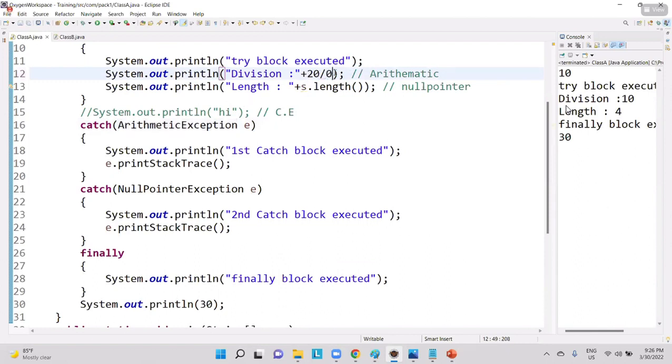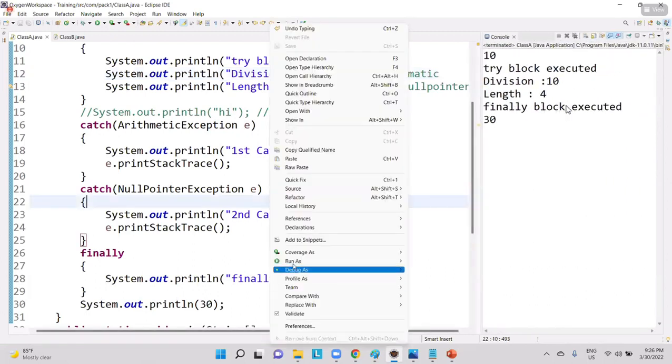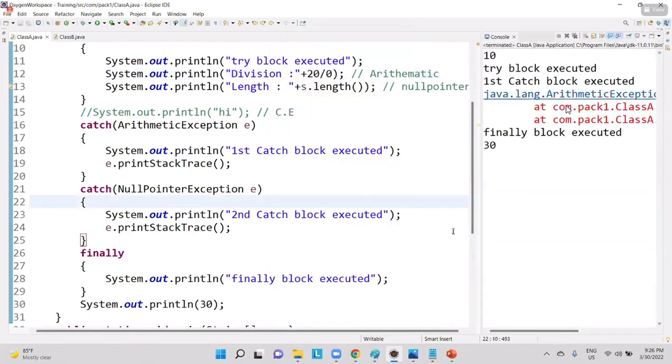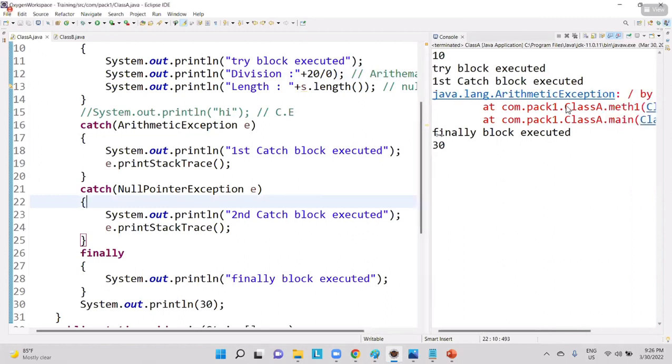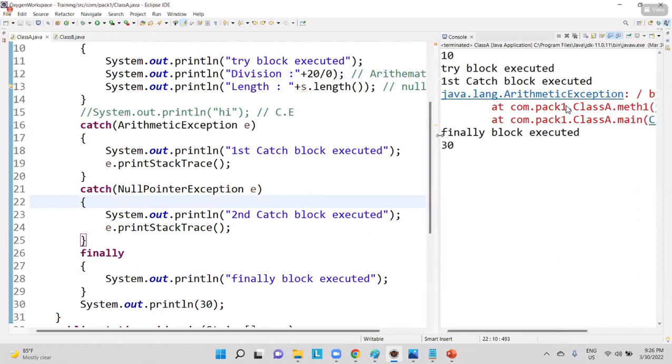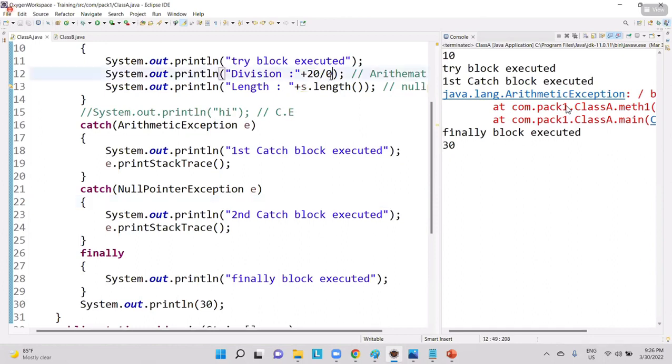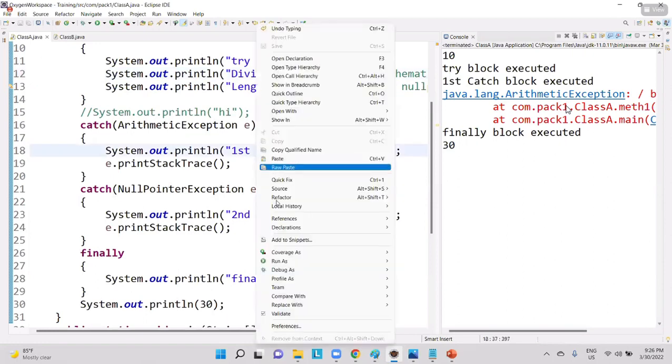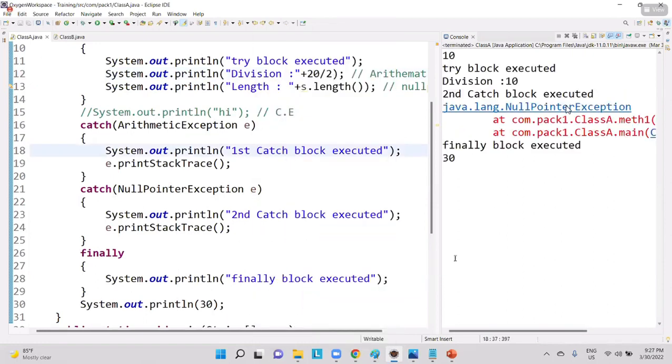make this as 0, guys. Now please observe the output. Right click, run as Java application. Tell me which catch block got executed. First catch block. Exactly. For example, if I make this as 2, now right click, run as Java application. Now which catch block got executed? Second catch block. Did you understand, guys?